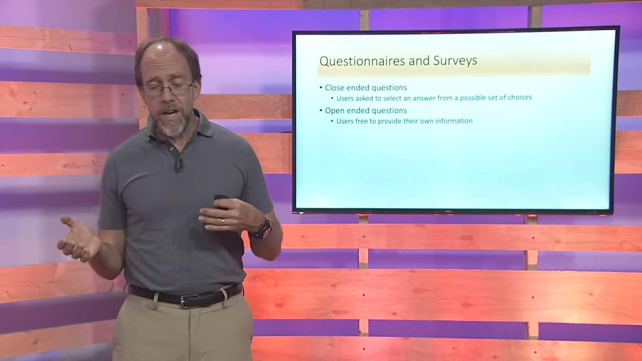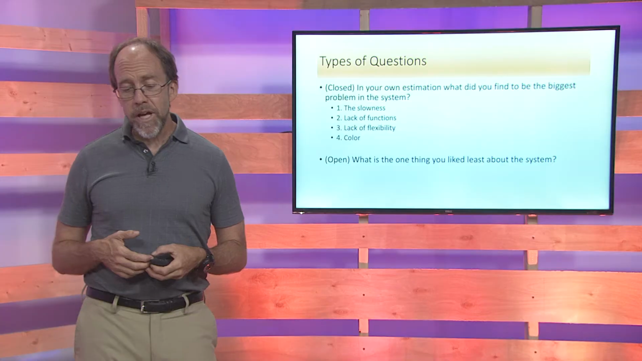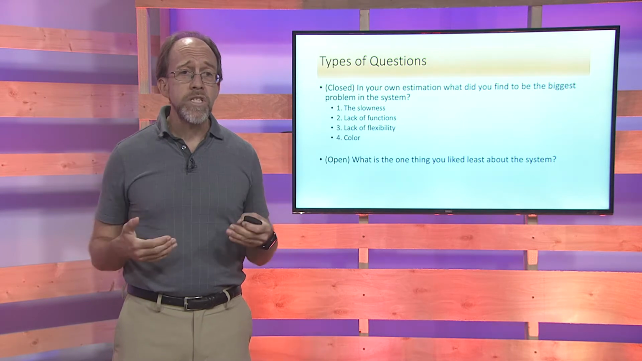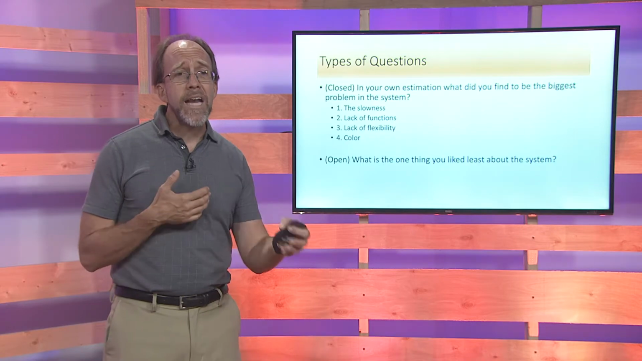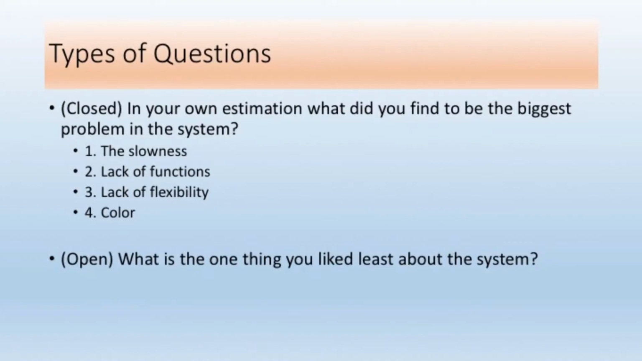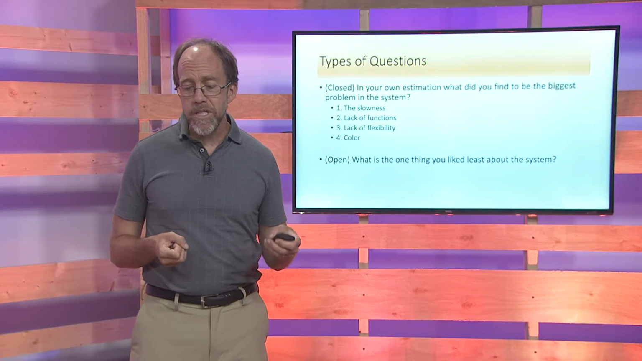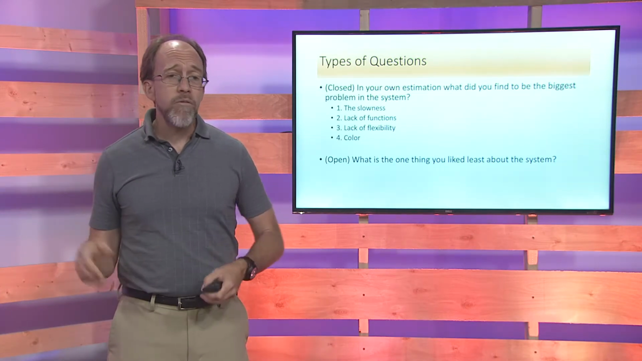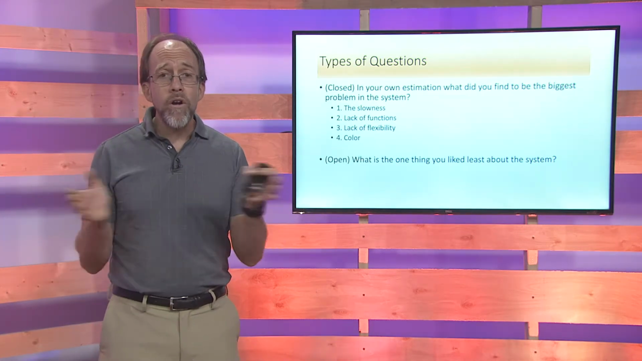The questionnaires and surveys also have different types of questions that you ask, both open-ended and closed-ended questions. So when you're dealing with something like a closed-ended question, the user is really stuck to a series of choices that you've given them. But they're very good for gaining things like the attitude of a user or the level of experience of a user. So, for example, in your own estimation, what do you find to be the biggest problem in the system? Well, there's a group of choices there. Or, I liked this system, rate 1 through 5, where 1 is I hated it and 5 is I loved it. That level of where are they along a spectrum.